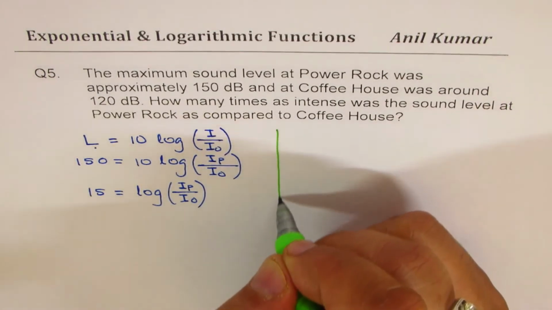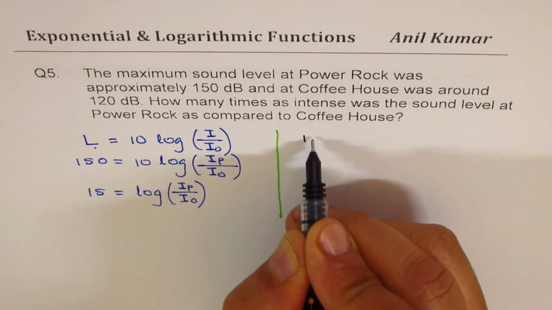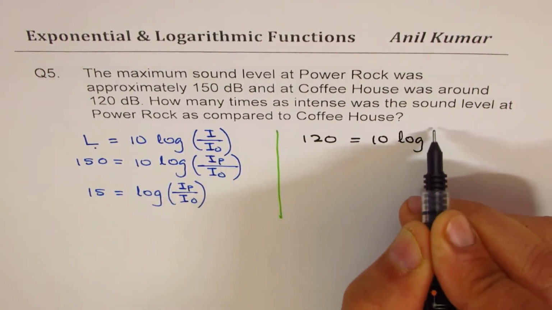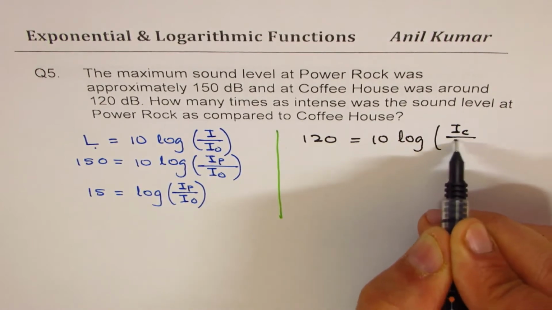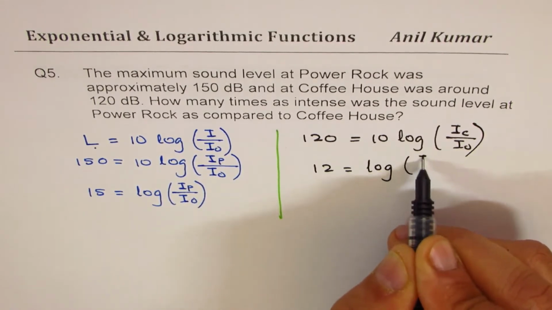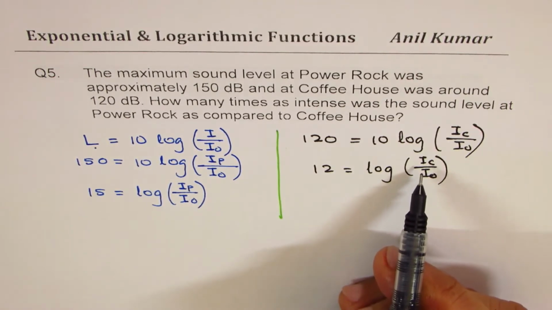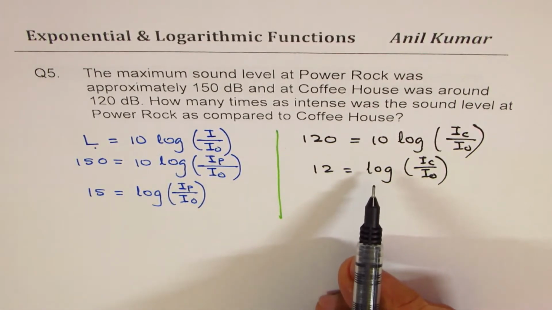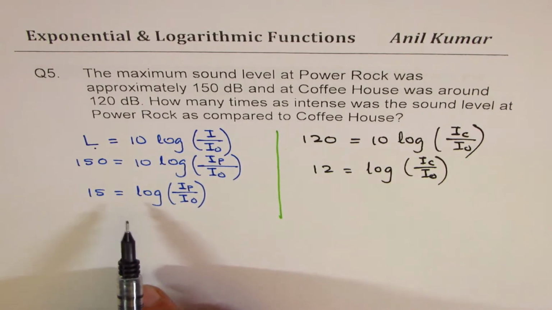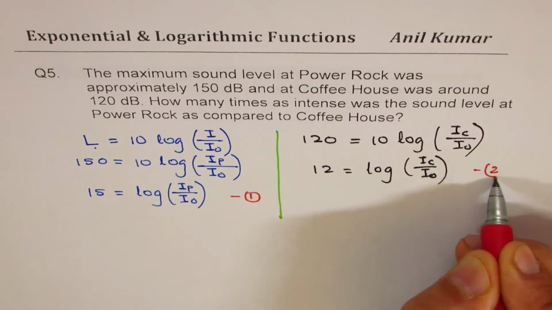On the other hand, for the Coffee House, using the same formula, we get 120 decibels is the output, which is 10 times log of the ratio of I coffee over I0. So that gives you 12 equals log of IC over I0. Now basically we need to find the ratio of their intensities. That is all, correct? So what we can do here is that if I subtract one equation from the other, then what do we get? So we got two equations here. Let me call this equation 1, this equation 2.